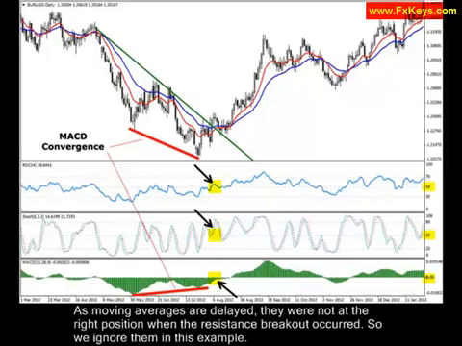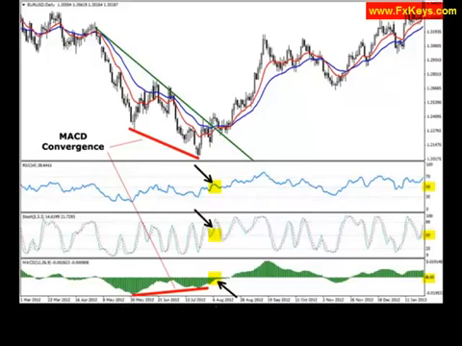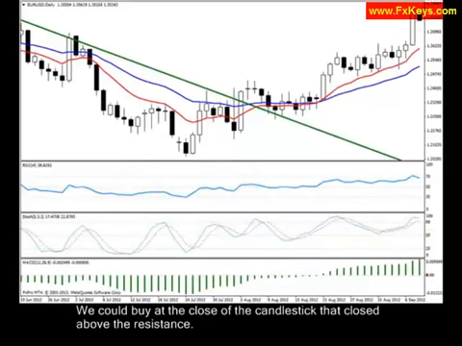As moving averages are delayed, they were not at the right position when the resistance breakout occurred. So, we ignore them in this example. In spite of this, all of the other indicators confirm the resistance breakout. Now, the question is, when we should have entered the market. We could buy at the close of the candlestick that closed above the resistance.